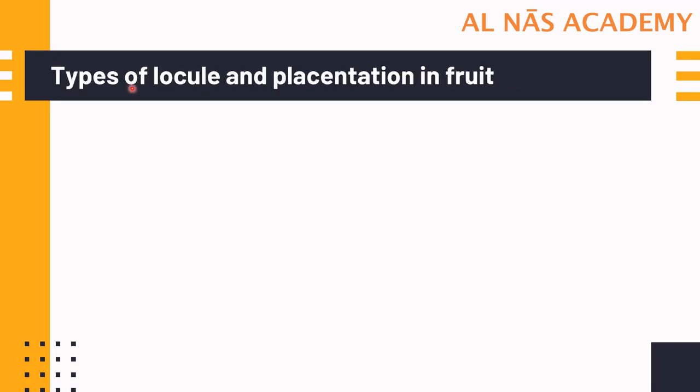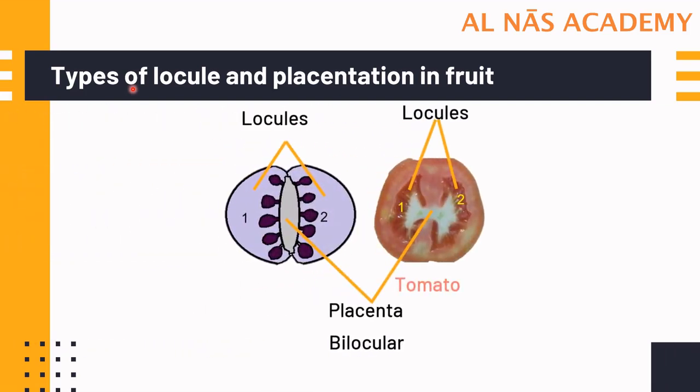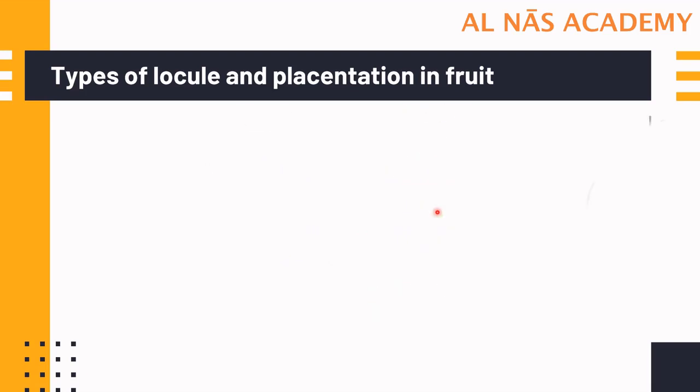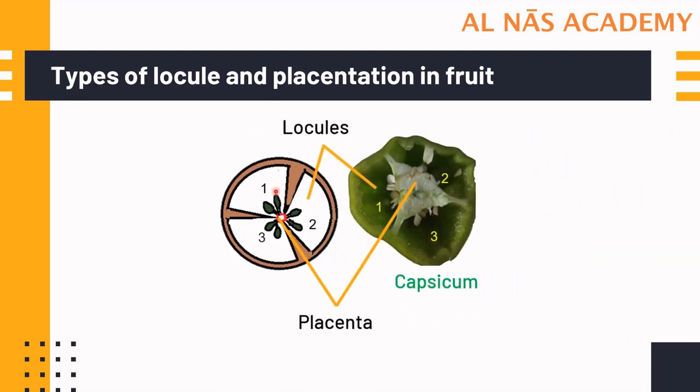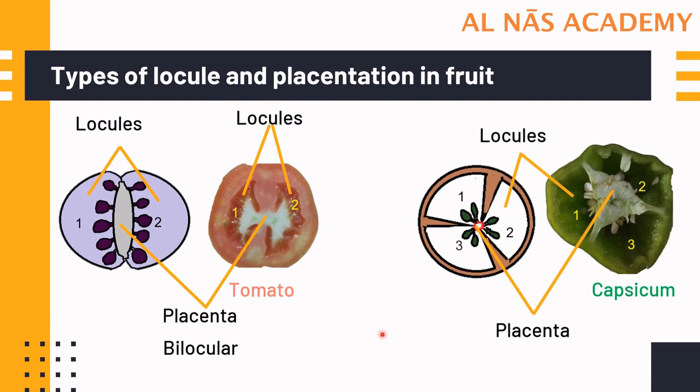We are quickly going to run through the types of locule and placentation in fruit. Okay, here I have taken an example of two, that is bilocular. Here you can see two locules which are present, and this is the placenta. And I have also taken an example of trilocular. So in this particular example, you can see three locules. So one, two, three locules are there, and this white part which you can see is the placenta. So I've taken an example of tomato and capsicum. Now, if we are talking about tomato, tomato need not necessarily be always bilocular.